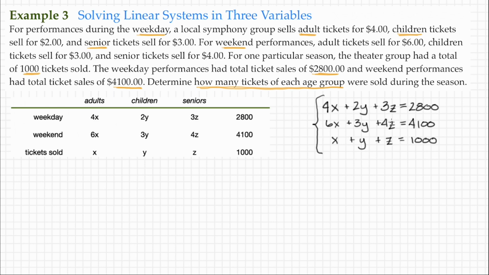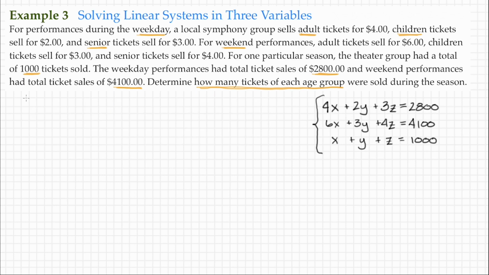So now that we have this, now we can build our matrix that represents this system here. So we'll start with our bracket. We'll have 4, 2, 3. Put in our vertical line, 2,800. 6, 3, and 4. Put in our 4,100. And then 1, 1, and 1. And put in our 1,000 and close off our bracket.